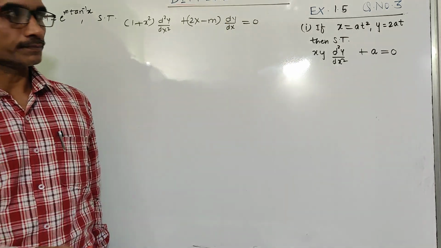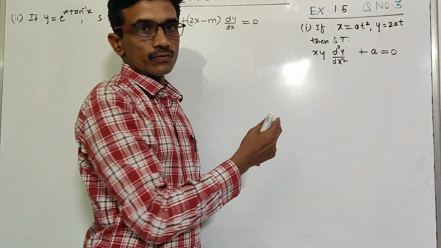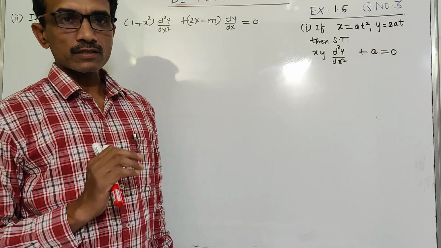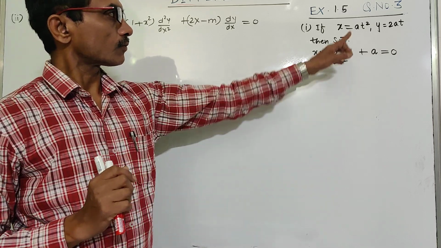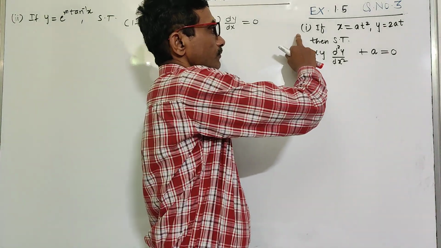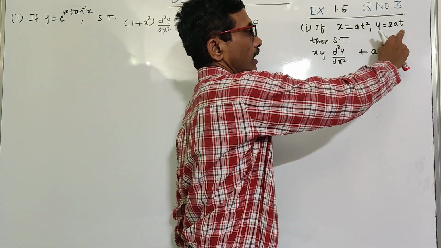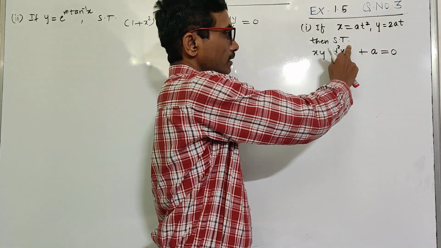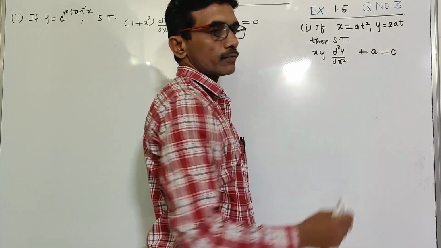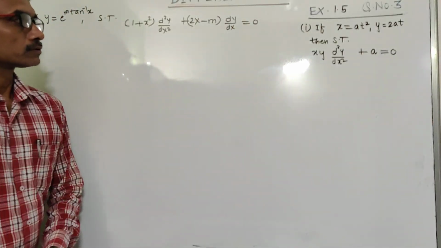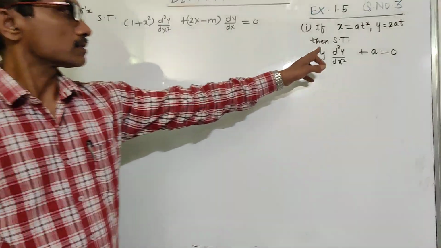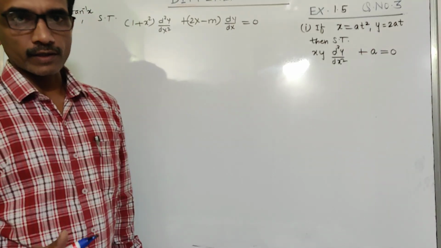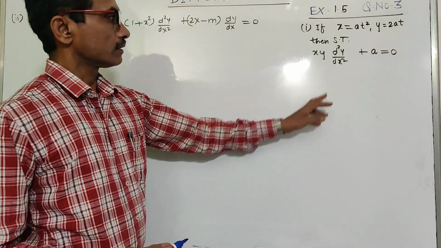What is this sub question 1? See here, x is equal to at square. These are sums on higher order derivative, that is, second order derivative. If x is equal to at square and y is equal to 2at, then show that xy d square y by dx square plus a is equal to 0. So x and y are parametric functions, and you know the derivative of a parametric function.